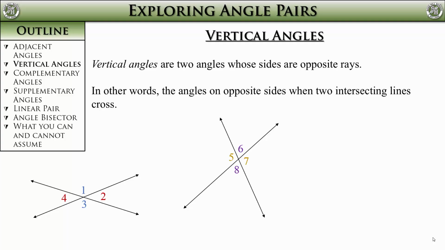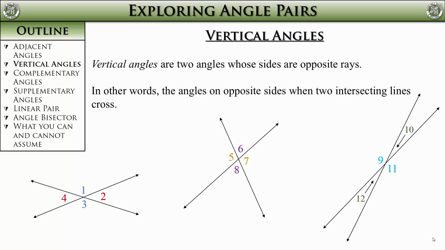Angle 5 and angle 7 are vertical angles. Angle 6 and angle 8 are vertical angles. Angle 9 and angle 11 are vertical angles. Angle 10 and angle 12 are vertical angles. You should be pretty comfortable identifying them by now, which is good. They come up a lot. You absolutely need to get them down.